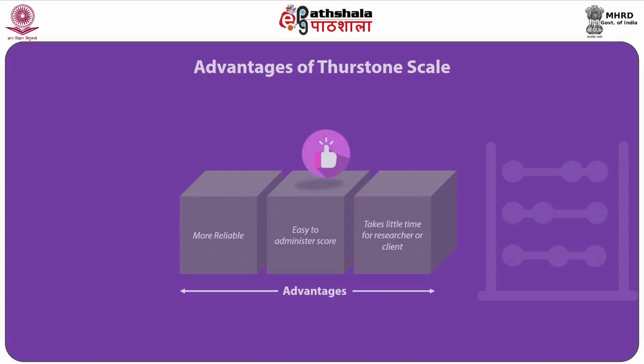On the advantages side, the Thurstone scale is most reliable since an expert's role is there in constructing this scale. It is easy to administer and score. Generally, it takes little time and energy on the part of either the researcher or client.